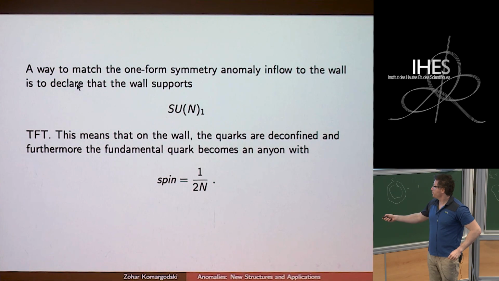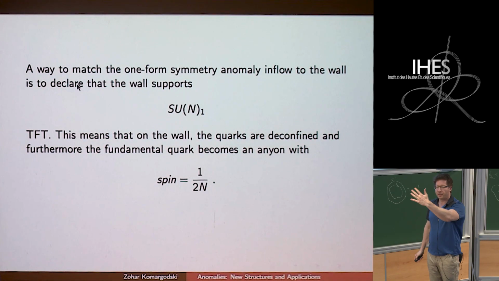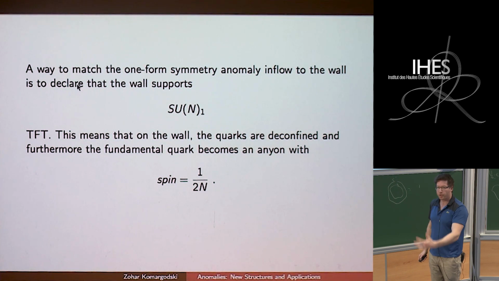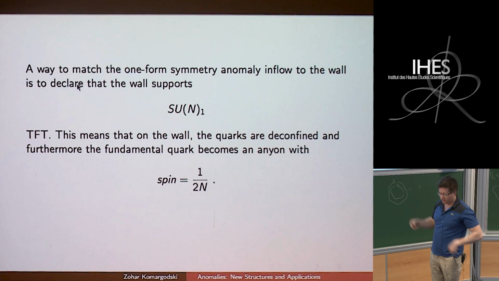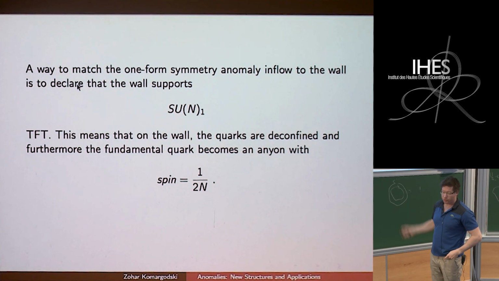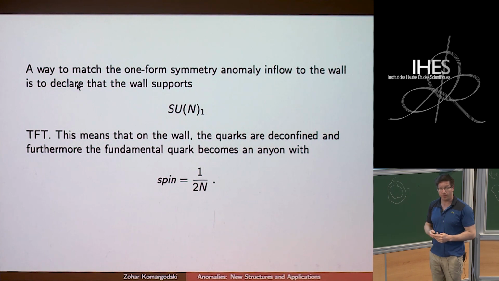You should really think about this as a quantum Hall state. So suddenly in Yang-Mills theory, there is a wall where there is a quantum Hall state with this gauge group, and so this is the topological field theory. Since there are anyons, there is a topological field theory, and this is the topological field theory on the wall. It's SU(N) Chern-Simons theory at level 1.